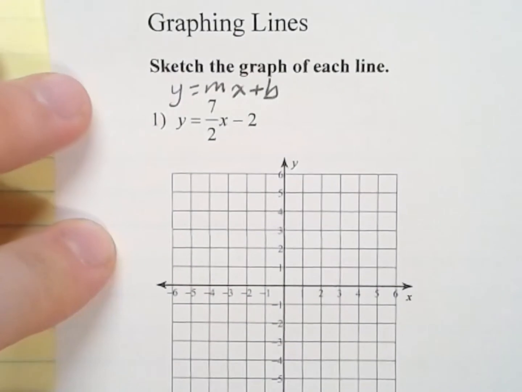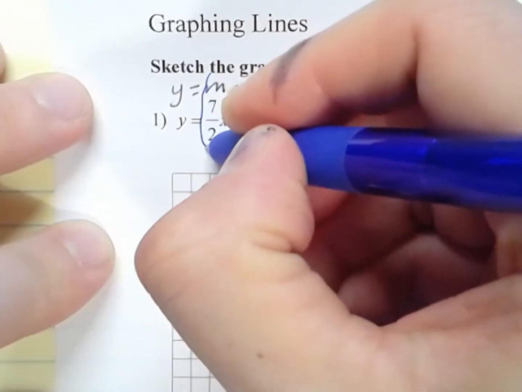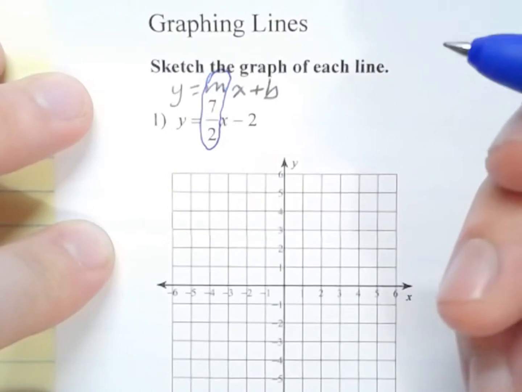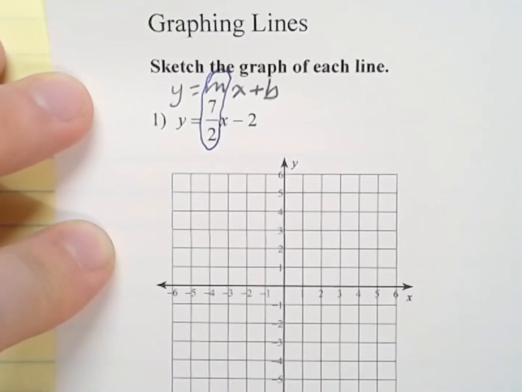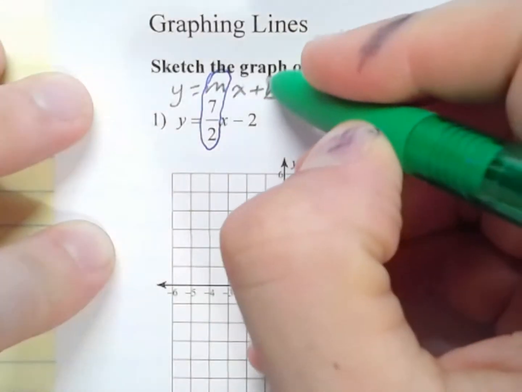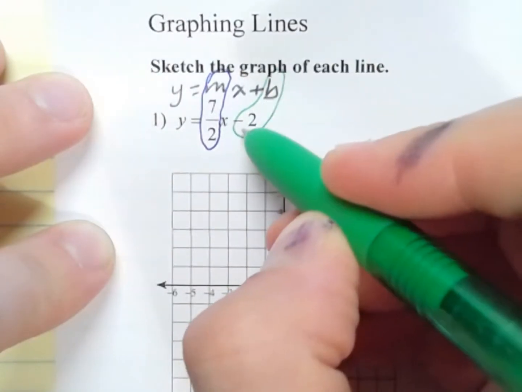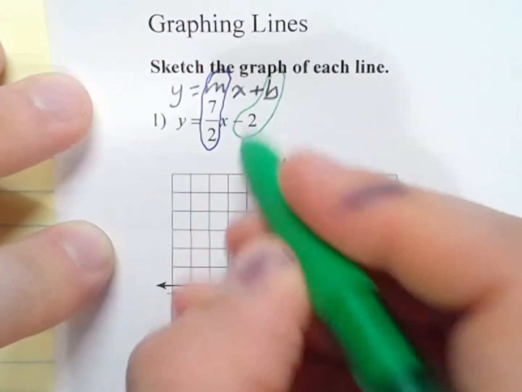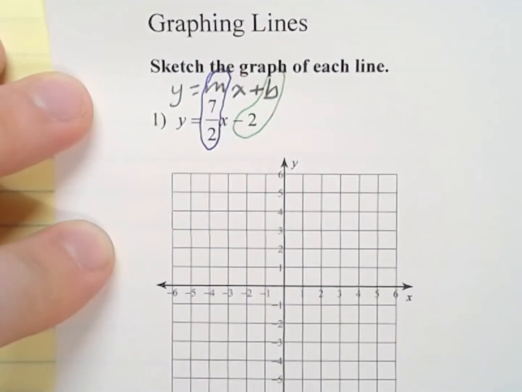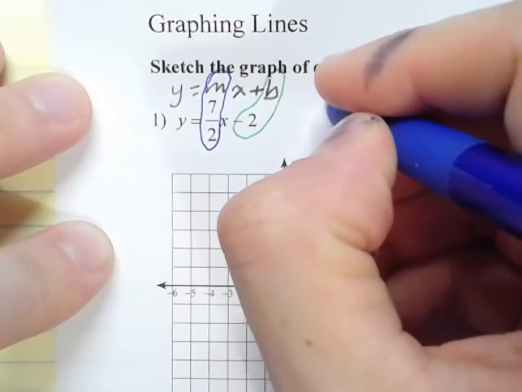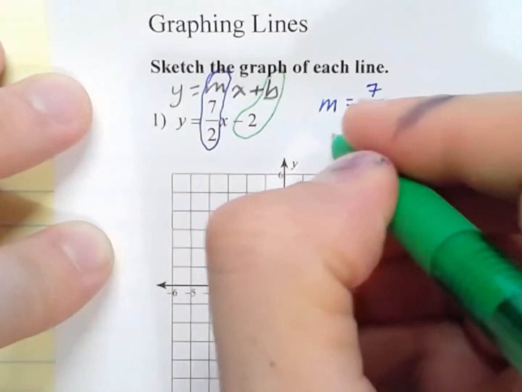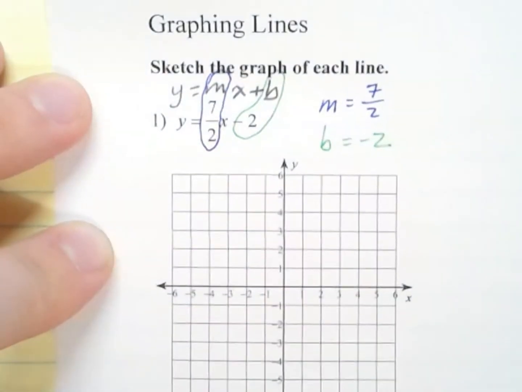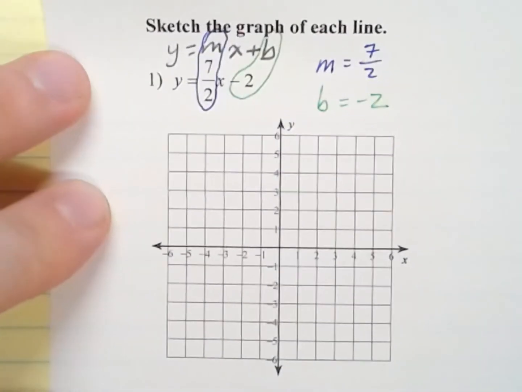I'm going to do the m in blue. The m is right here. It's the number that's multiplied to the x, and then the b is going to be in green. The b is this minus 2 right here. So you notice it's plus b, but we're subtracting 2, so the b is actually a negative 2. So in this case, m is a positive 7/2, and b is a minus 2.